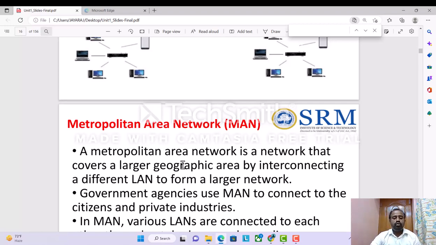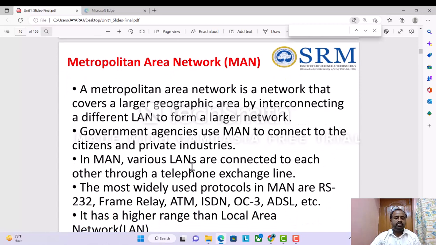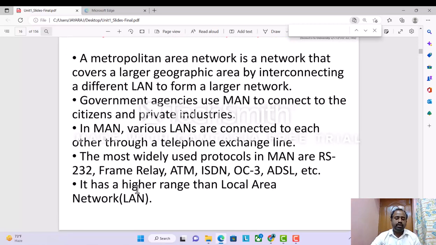If there are more LANs, what this MAN will do is interconnect all these LANs and form a single network. That is what we call a MAN. Government agencies mostly use this MAN to connect citizens and private industries. LANs are connected through telephone exchange lines. These are all the protocols: RS-232, frame relay, ATM, ISDN, ADSL, etc.